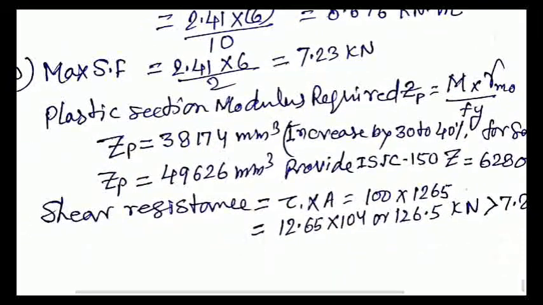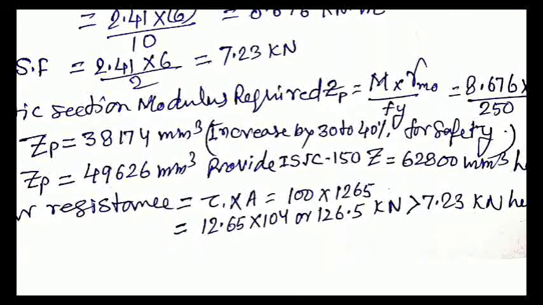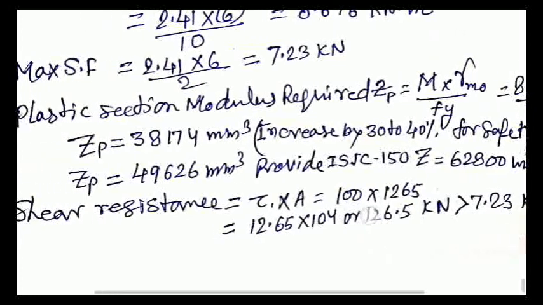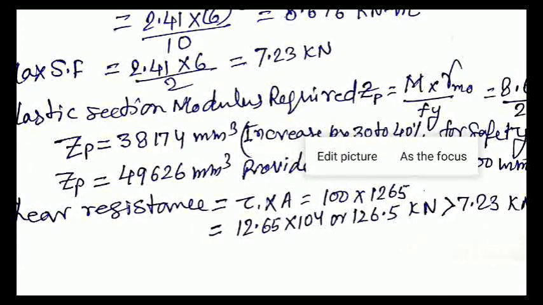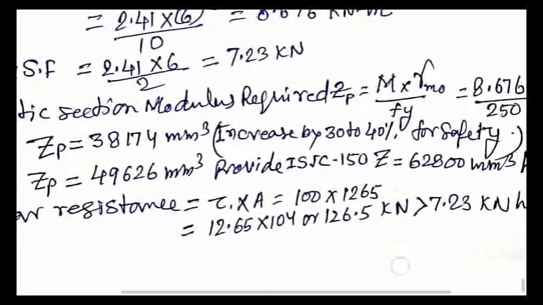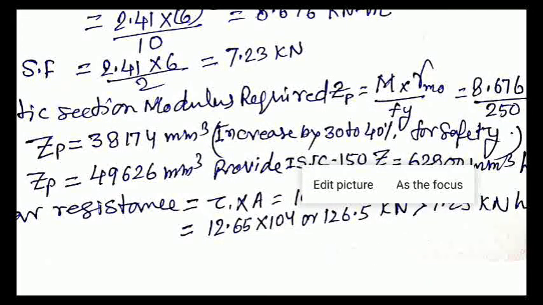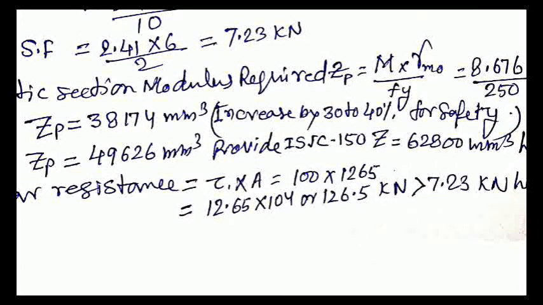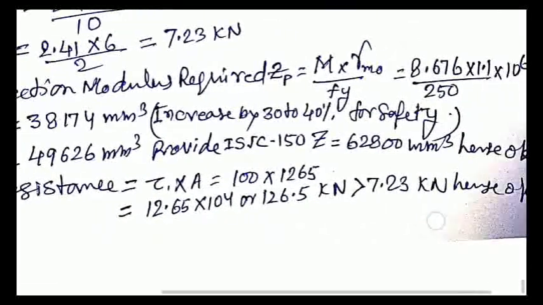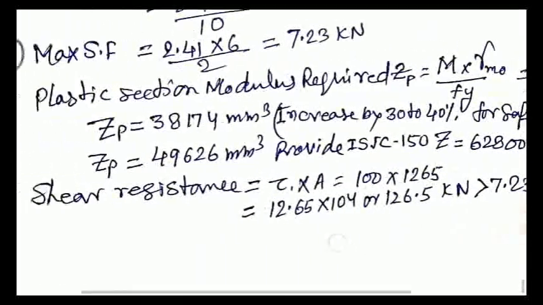Now the shear resistance or shear check should also be done. So shear resistance of the section is tau into A. Tau is 0.4 Fy or 100 MPa multiplied by 1265 mm square, the area of the channel section. So it comes out to be 12.65 into 10 raised to 4 or 126.5 kilonewton, which is far more than 7.23 kilonewton. Hence it's okay. Now the design of purlin is okay.